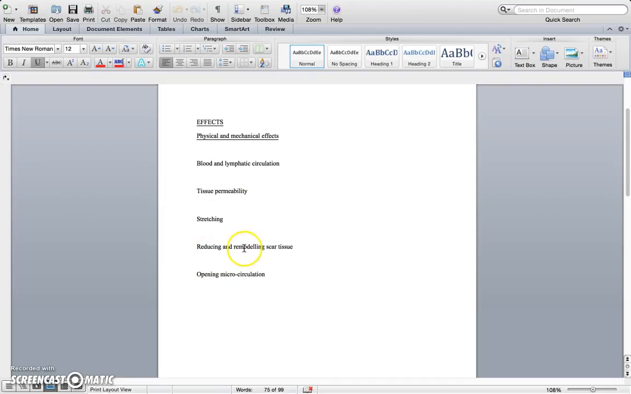When we're on about reducing and remodeling scar tissue, a lot of you are just putting what scar tissue is, but you need to explain how scar tissue is weaker than the original tissue that's already laid down. So scar tissue isn't flexible, which some of you have said. Why is this bad though?